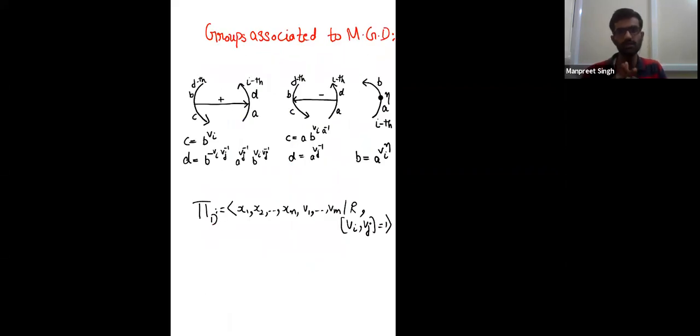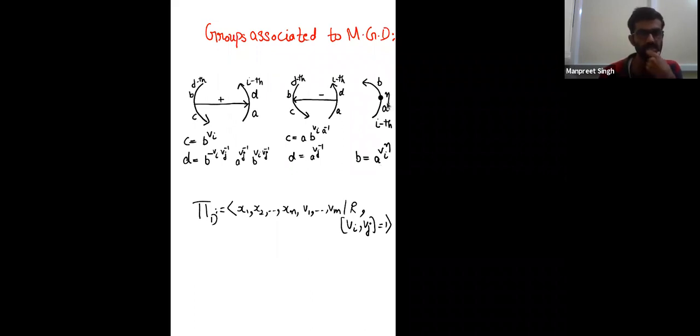So now we will define our groups. We will associate groups to each marked Gauss diagram. The idea is the same as we have done in the Gauss diagram. So basically we will first cut each circle at the end point of arrows, and we also cut them at node points, and then we label the arcs, and we add the relations of these types for each arrow, and for each node we add this relation.